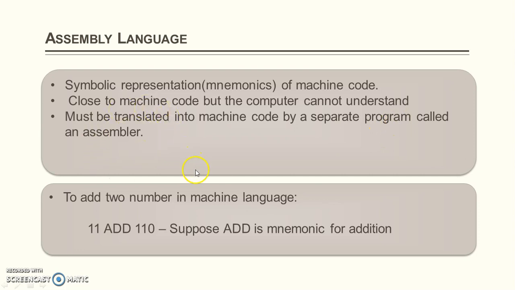Let's take the same example. Suppose we want to add 3 plus 6. There are symbolic representations for addition. So instead of the machine code, there is an instruction ADD, which is a symbolic representation of that machine code, and it will add these two numbers. So compared to machine language, for a human it is easy to understand this instruction.